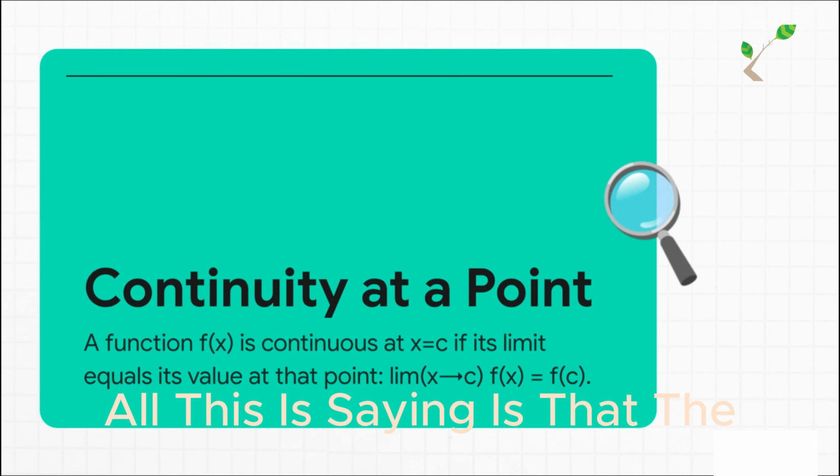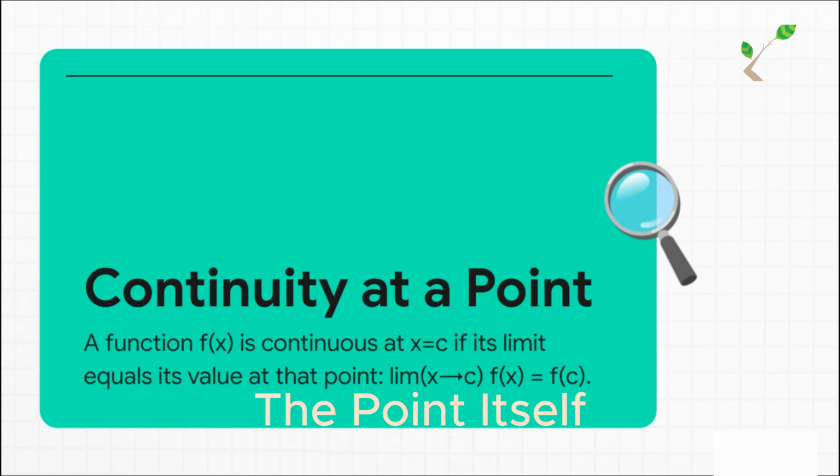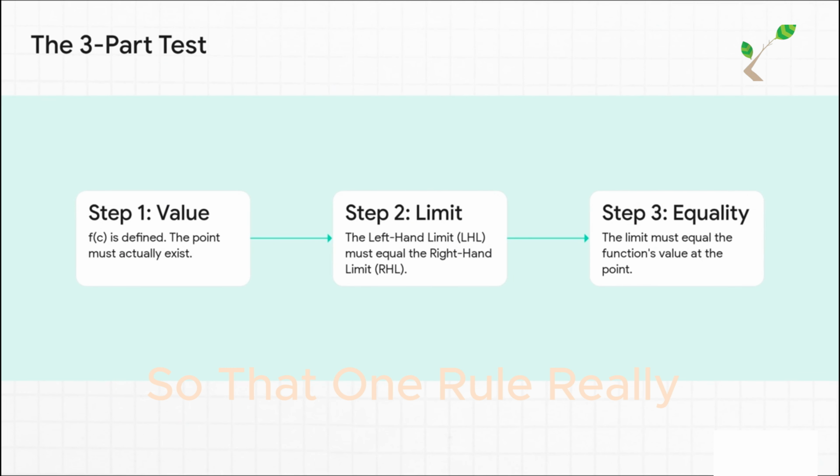All this is saying is that the destination you're heading towards, from both the left and the right side, has to be the actual location of the point itself. The approach has to match the reality. So that one rule really breaks down into a simple 3-part checklist.